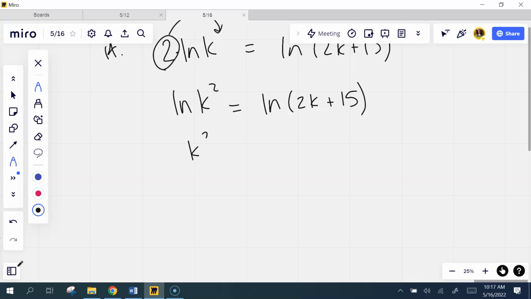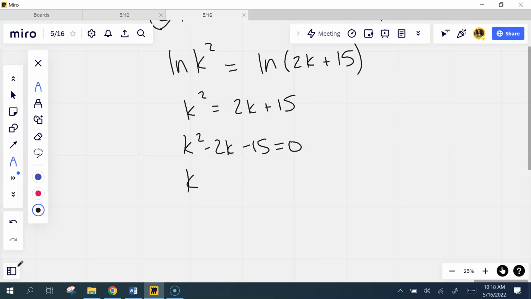So here k squared equals 2k plus 15, and it looks like I have myself a what? A quadratic. So if I have a quadratic, I need to make it equal 0. Try to do what? Factor. Y'all are so smart. If I factor this as a shortcut because there's a 1 in front, k minus 5, k plus 3.